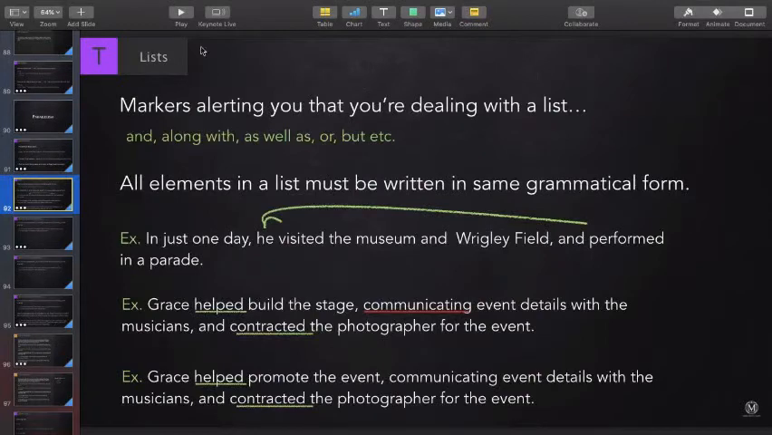So for example, we see in this sentence here, in just one day, he visited the museum and Wrigley Field and performed in a parade. So we see two things, a list. Number one, visited the museum, and number two, performed in a parade. For parallelism lists, we can have a list of verbs, as we see here, visited, performed, a list of nouns, or a list of adjectives. The important thing is they just have to be the same grammatical form. So we have to have verb, verb, adjective, adjective. If we have something like verb and then adjective, that would be wrong.